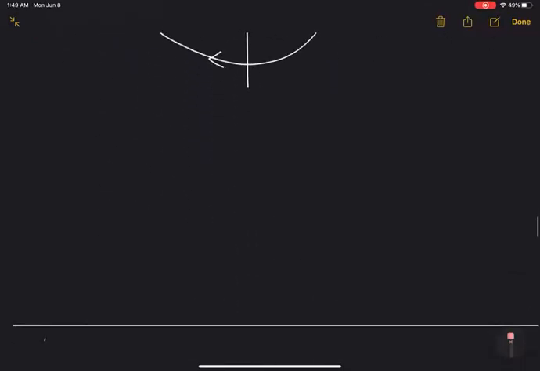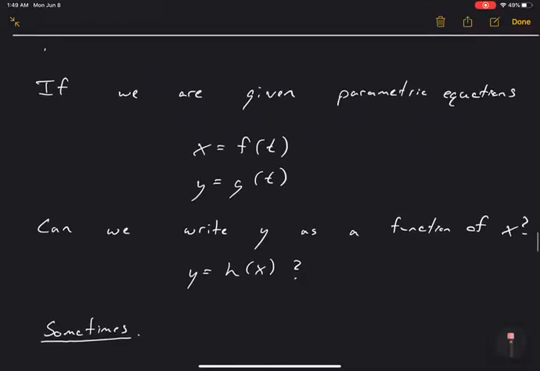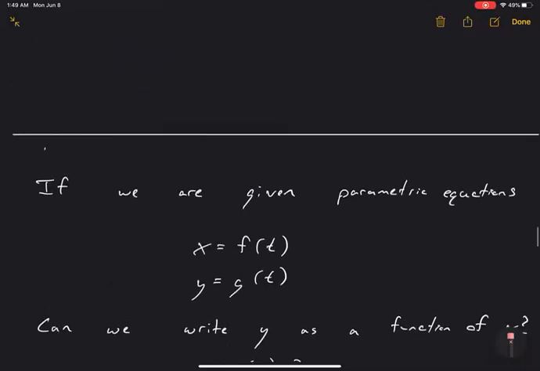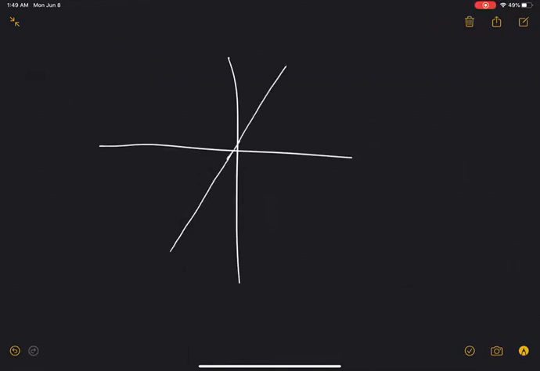Okay. Now, if we are given parametric equations, sometimes we've seen that these parametric equations represent a line, right? Well, a line, as we said, we could have written as y equals a function of x, right? I believe our line was y equals 2x, right? We had the parametric equations x equals 2t, y equals 4t.